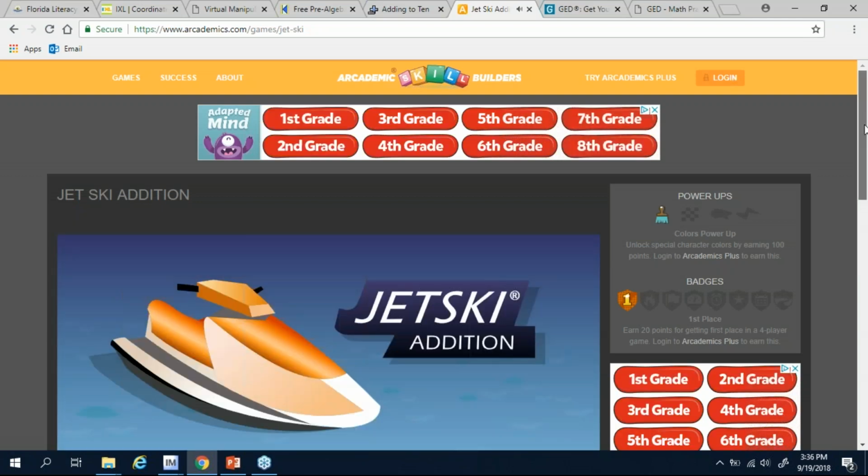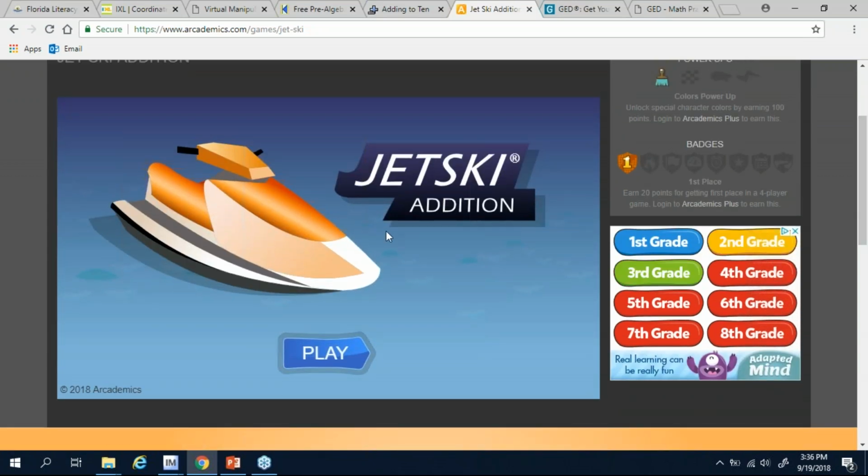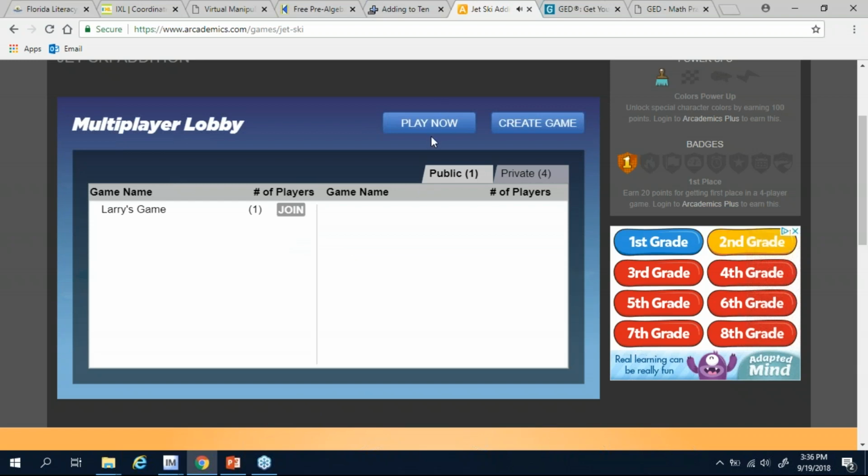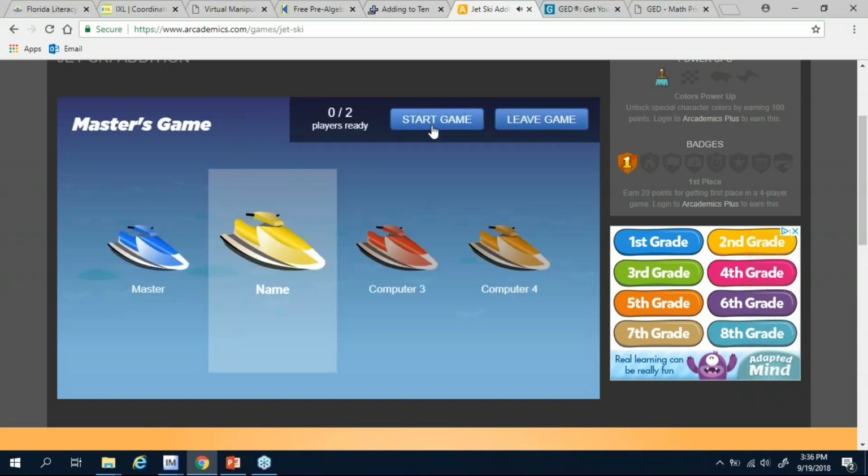Basically, they're just little races that you can play, and what I like about this is that it's got that timed anxiety built in. So when you click play, I'm just going to type my name, whatever. When I click play, it's going to start a race, and then I need to get moving. So I'm going to play this for 3 seconds to show you.